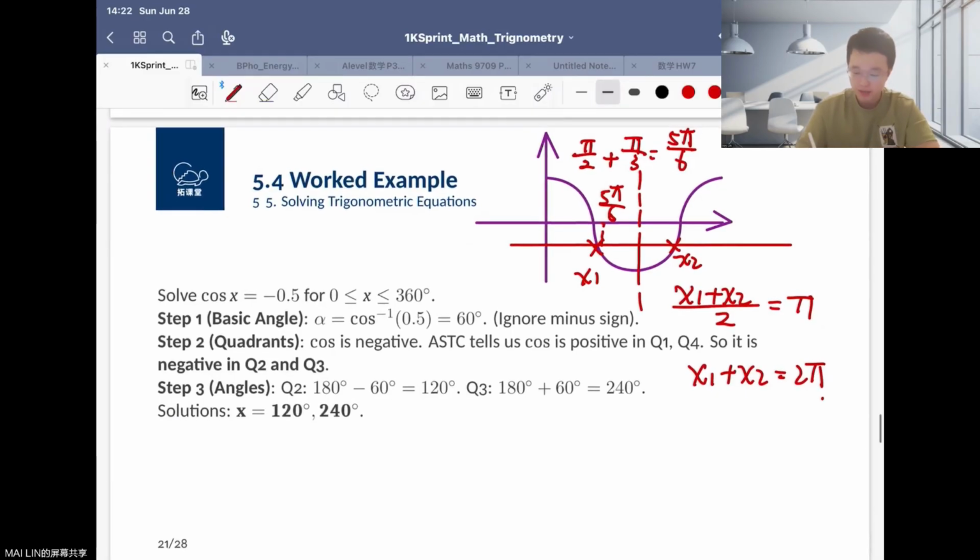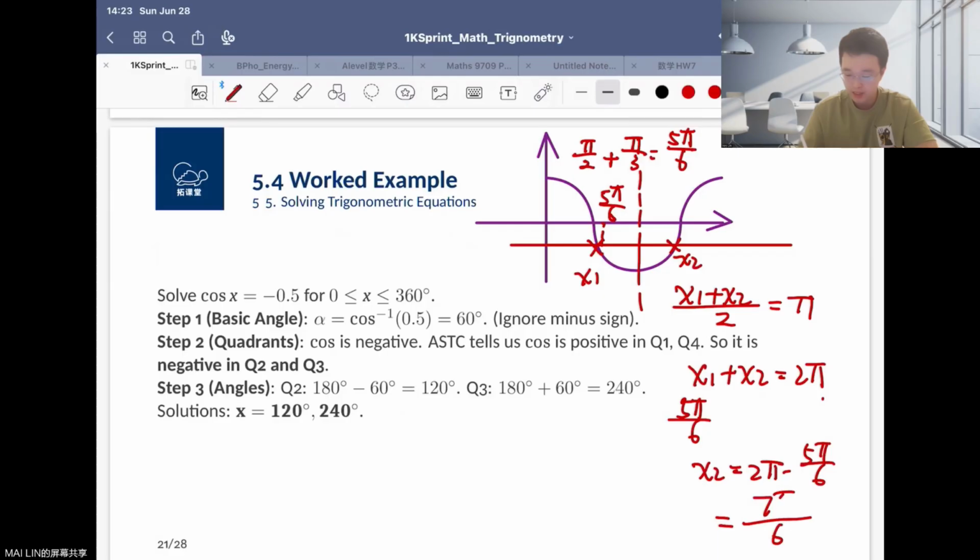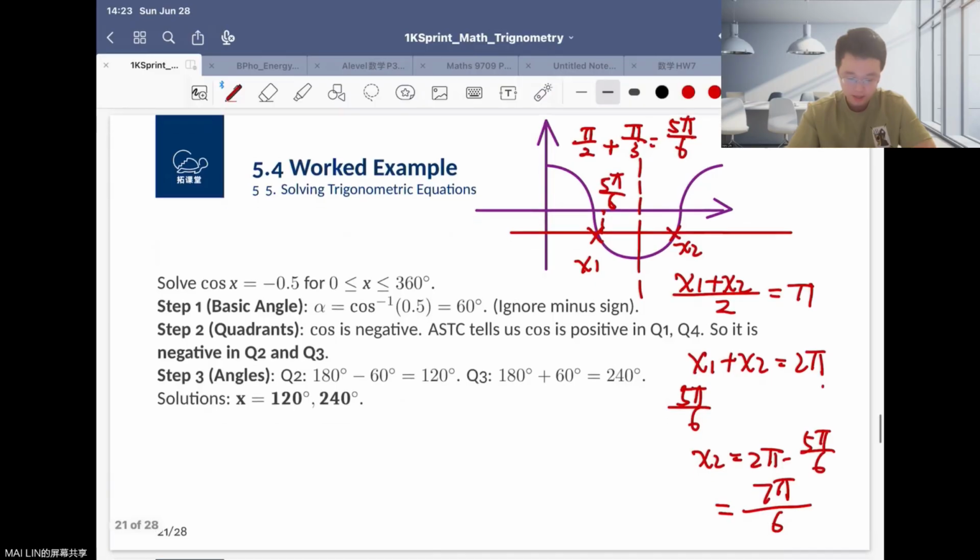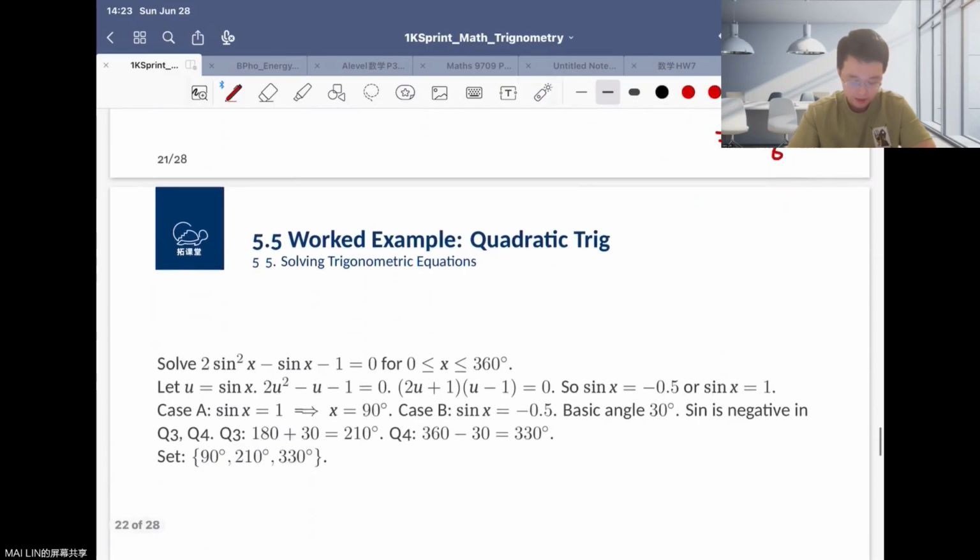So once x1 equals 5π/6, you can calculate x2. It equals 2π minus 5π/6, so it can be written down as 7π/6, okay? That is the exact value here. You can also put the value into your answers, like you can just let π equal 180 degrees and calculate it, okay? That is it.